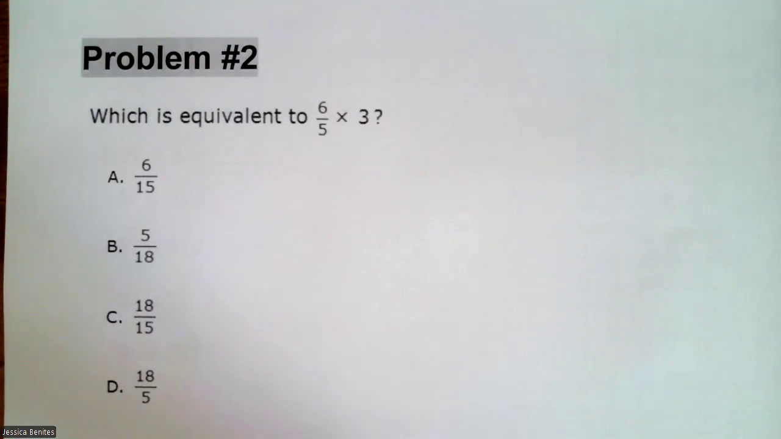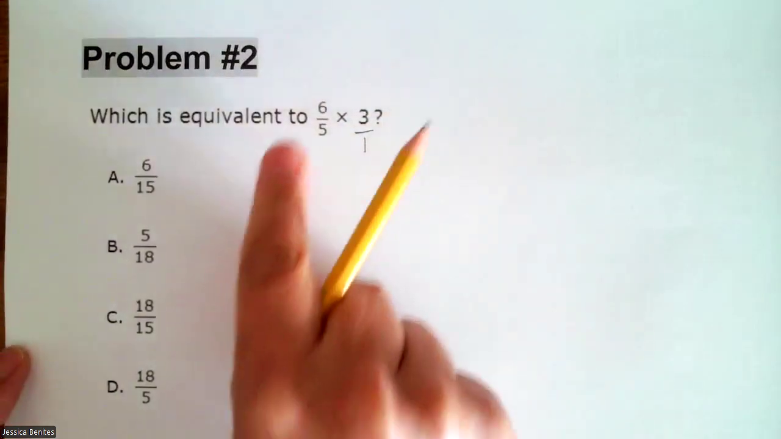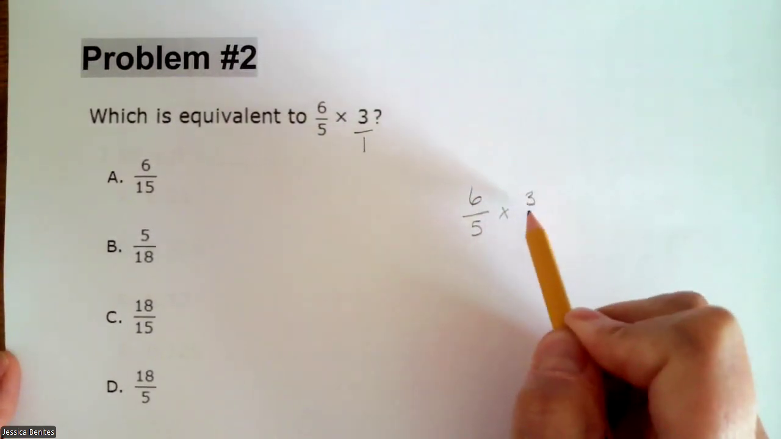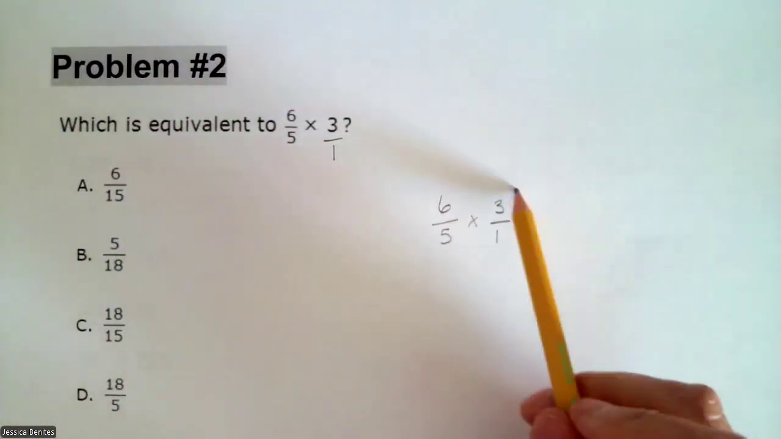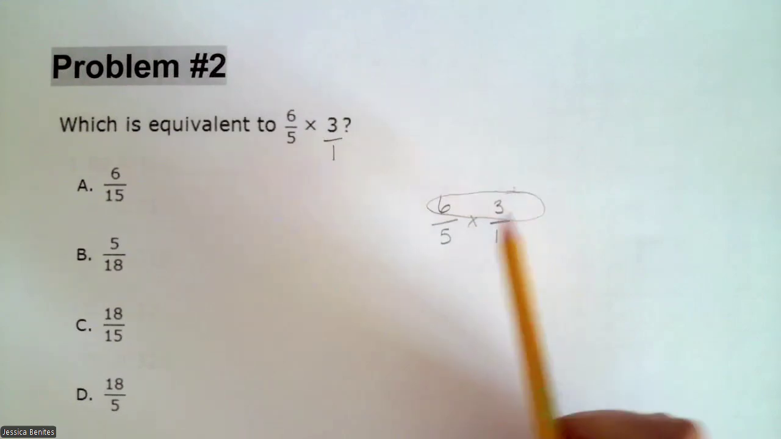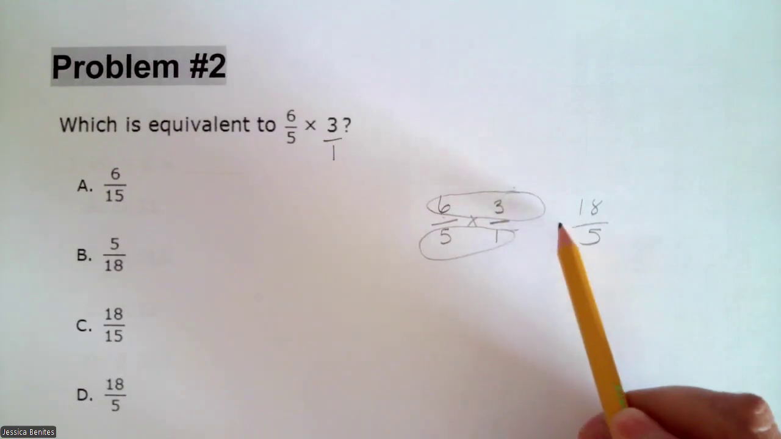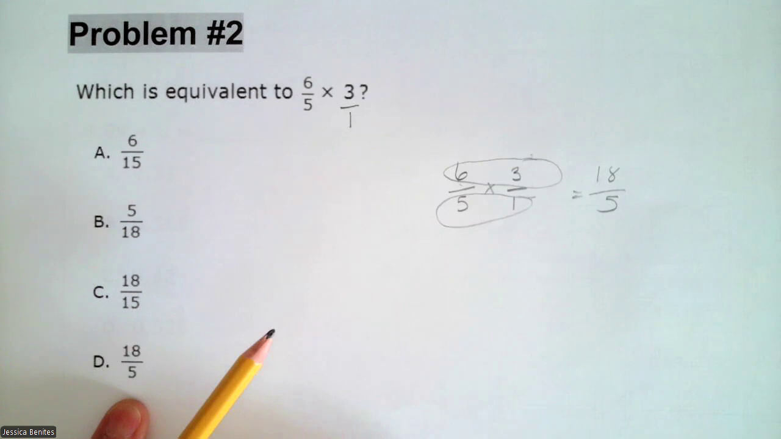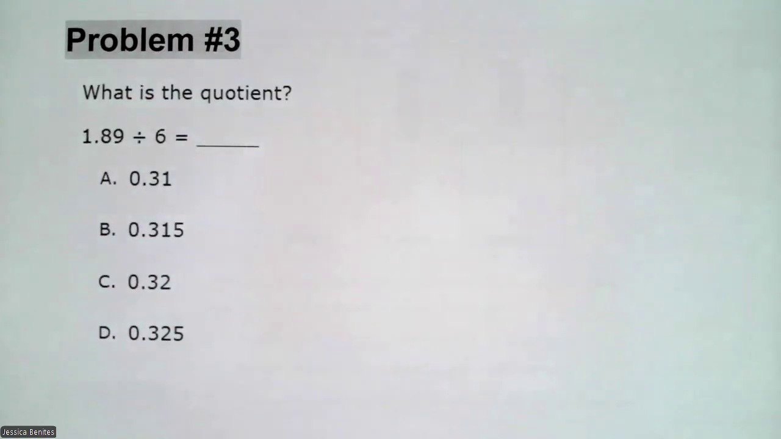Okay, problem 2, which is equivalent to 6/5 times 3. Remember the little song we sing, you put a 1 under it. And now we're going to have 6/5 times 3 over 1. And equivalent means equal, or same, alike. And so we're going to just do numerator times the numerator. 6 times 3 we know is 18. 5 times 1 we know is 5. It's 18/5. We don't even need to simplify it here because it already has the right answer. 18/5 matches 18/5. Beautiful.